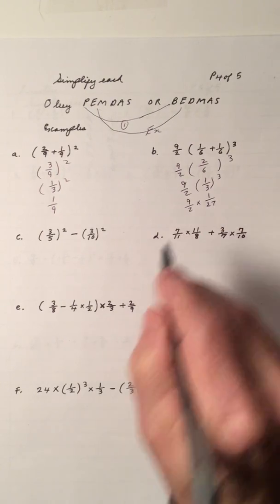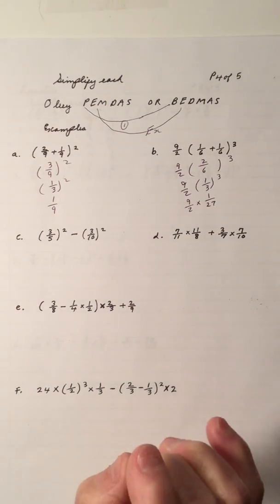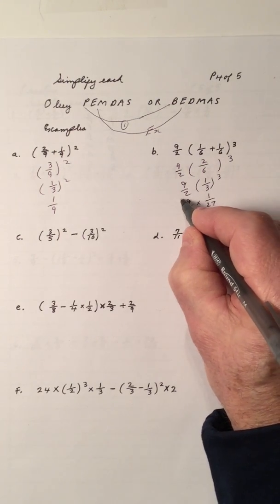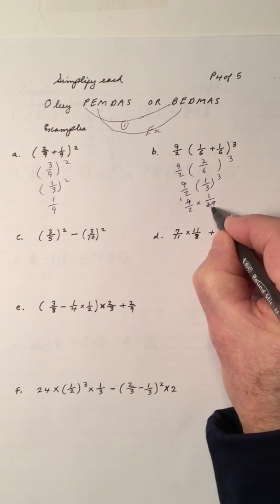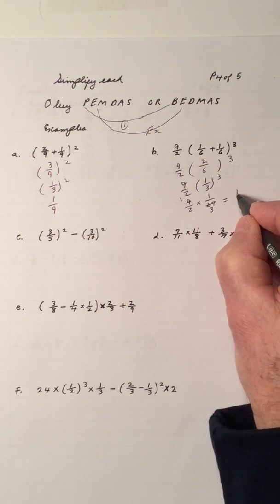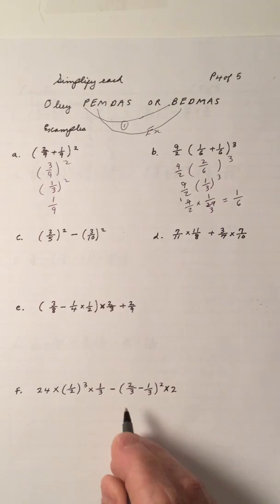Since we're multiplying, you should remember that when you're multiplying fractions, you try to cancel first. 9 goes into 9 once. 9 goes into 27, 3. So the 1 times 1 is 1, and we get 2 times 3 is 6.